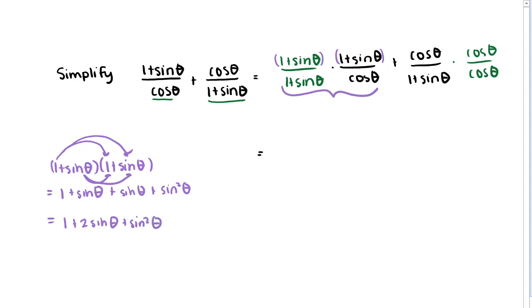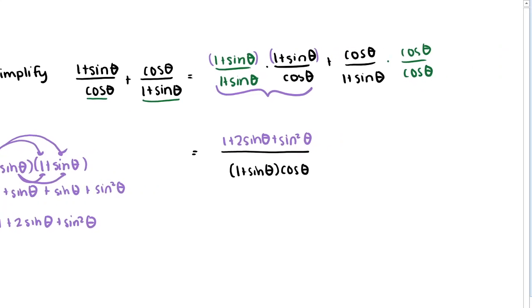So that's the numerator of this first multiplication here. That's 1 plus 2 sine of theta plus sine squared of theta. And then my denominator, I'm just going to leave it factored as 1 plus sine of theta, right? This multiplied with the other denominator, cosine of theta.